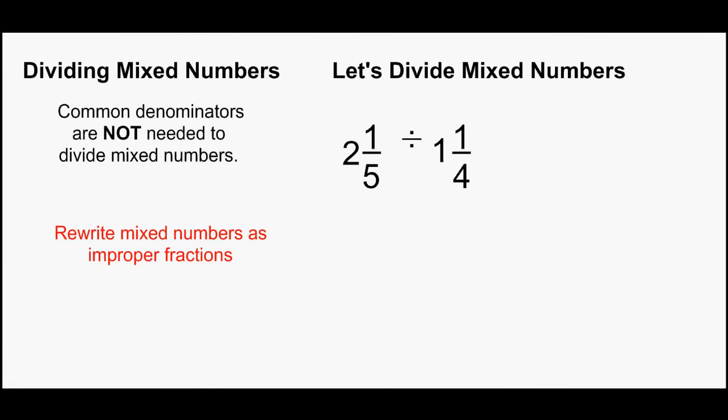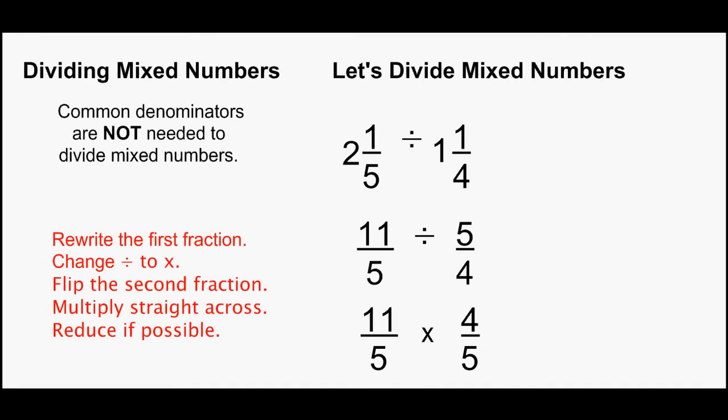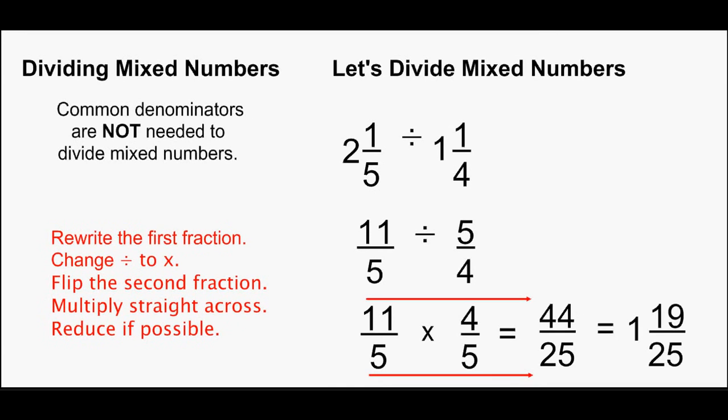You can even divide mixed numbers, but first you must rewrite the mixed numbers as improper fractions. Then write the first fraction, change division to multiplication, and flip the second fraction. Multiply straight across, and we get 44/25. 44/25 can be rewritten as the mixed number 1 and 19/25.